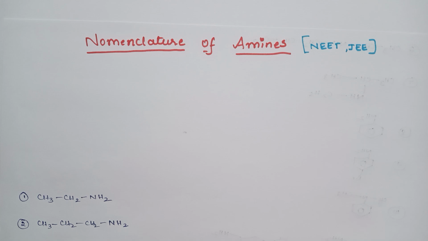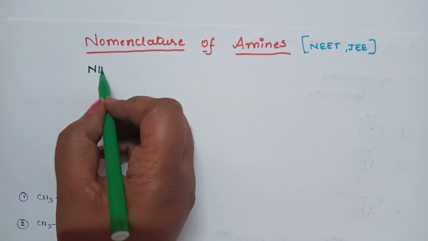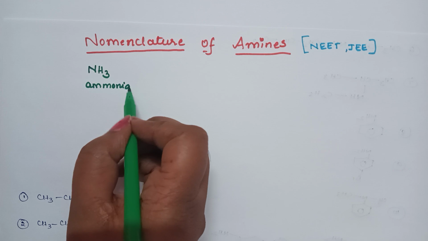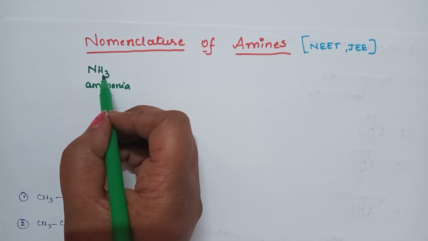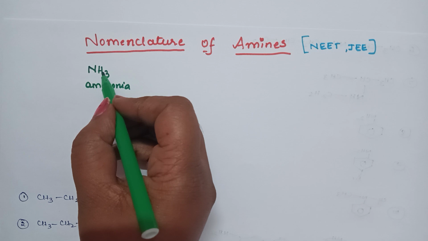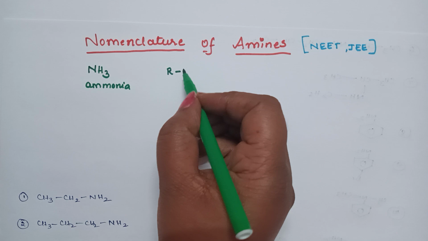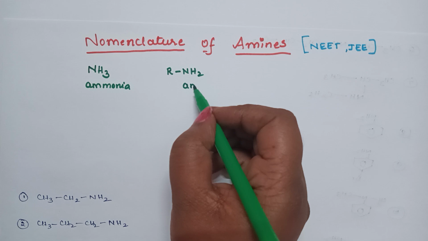Students, in this video we are going to learn about IUPAC nomenclature of amines. You know the formula of ammonia, that is NH3. This is ammonia. If you replace one or more hydrogen by R group, then it is called an amine. For example, remove one hydrogen and place R group. R can be an alkyl group or aryl group. Now this is called an amine.